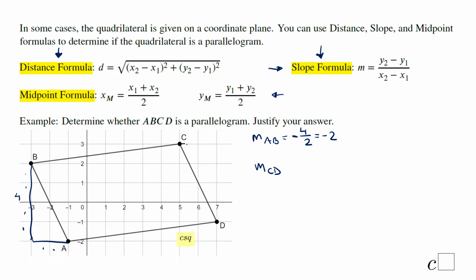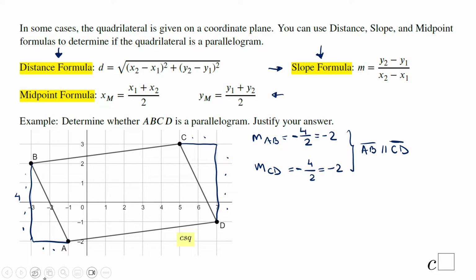Now let's take a look at the slope of the opposite side, CD, and again we can draw this triangle. 1, 2, 3, 4, and 1, 2. Again it's going down, so we get the same number. So based on these two statements, they have the same slope, we can say AB is parallel to CD.